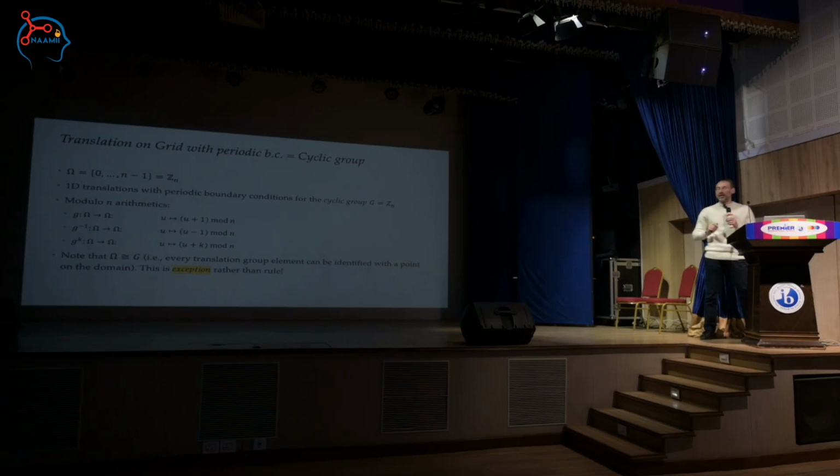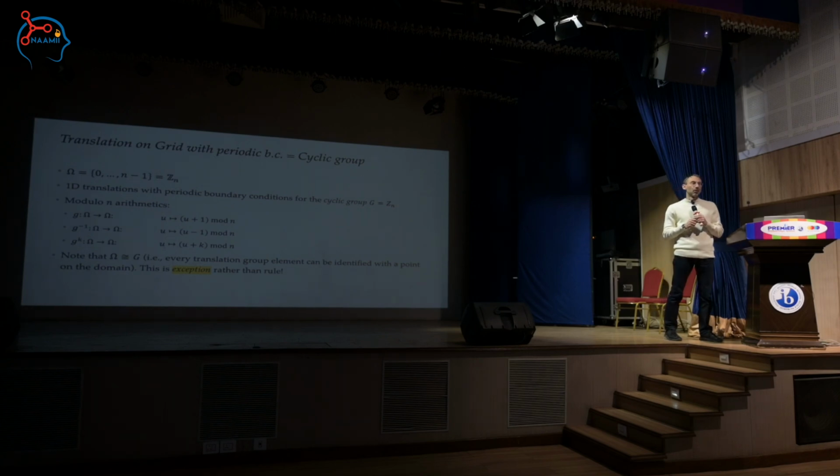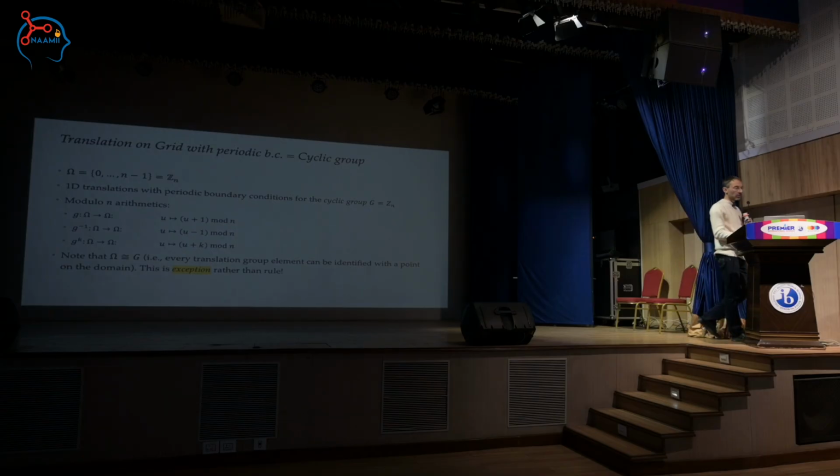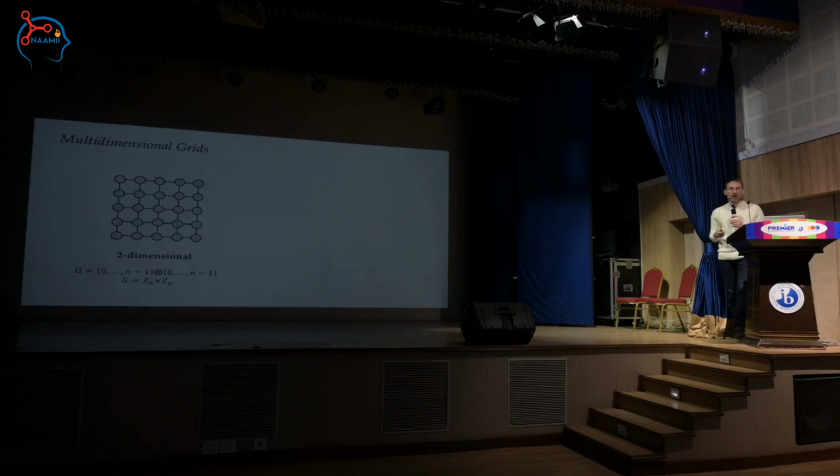So if I have time, I can say a few words about the more general case of group convolutions, where the output actually lives on the group, and the group might have a very different structure from the domain itself. Okay? So I will be talking mainly about the one-dimensional case, but you can easily extend it to multiple dimensions, right?